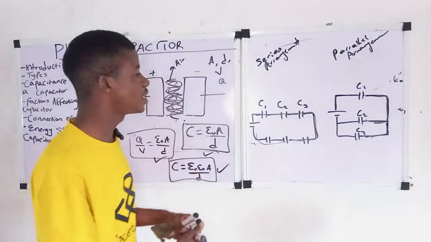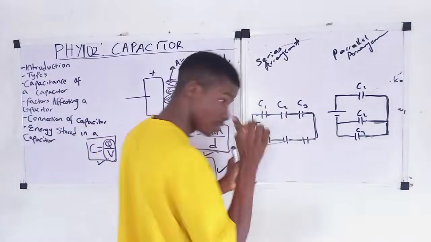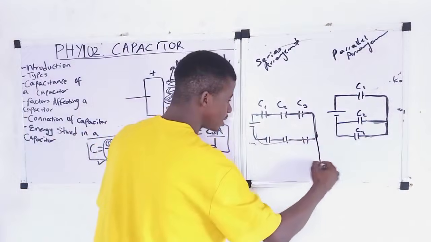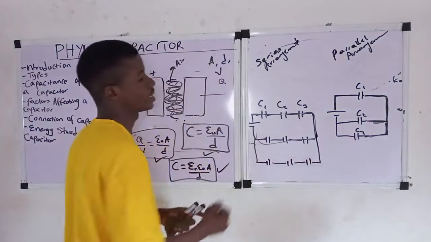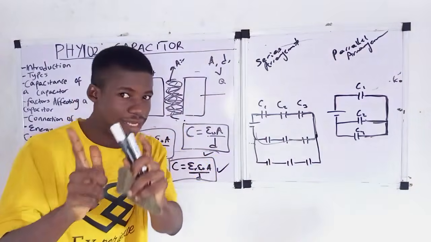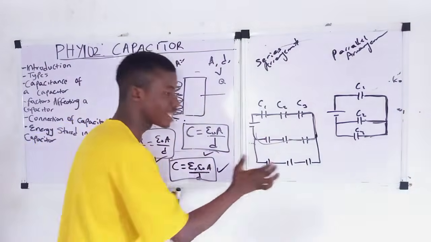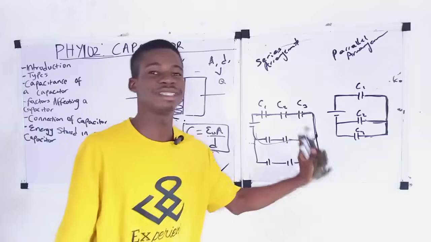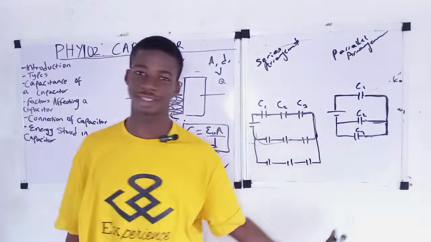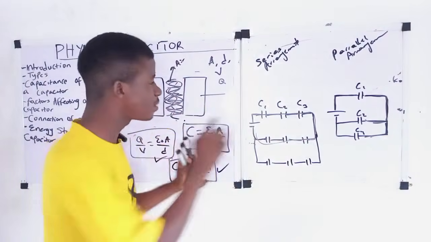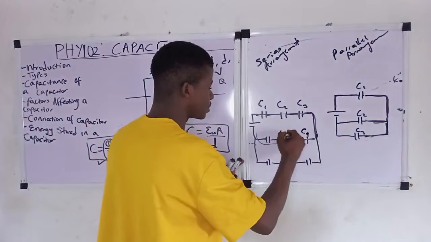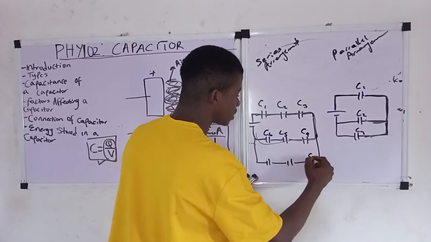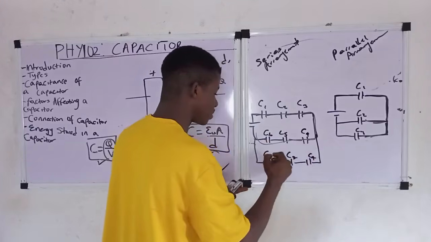Now what if we have something like this? Let me tell you something. If you have something like this, it is both a series arrangement and a parallel arrangement. Do you know why? Because if you look at this first part, let's say C1, C2, C3, capacitor 4, capacitor 5, capacitor 6, capacitor 7, capacitor 8, capacitor 9.